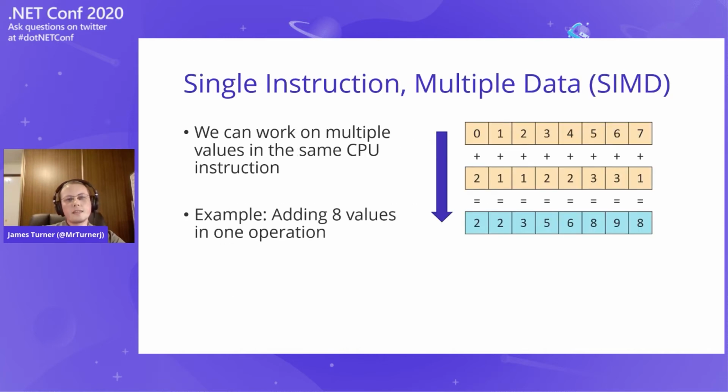SIMD is a way that we can perform an action to a set of data at once, rather than individually. Work is performed on a vector, so in this example, we have two 8-value vectors, and we can add them together in a single operation. In Levenshtein distance, there are a couple of different ways we can use it, though there are some caveats.